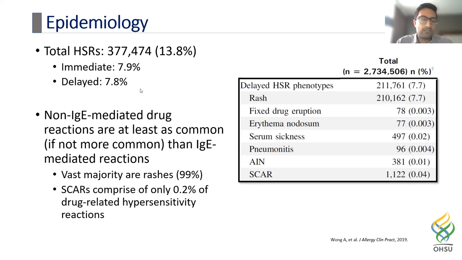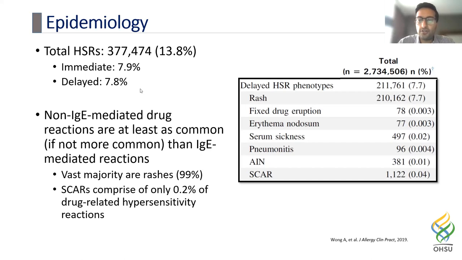When you break these down, this is what we're considering non-IgE mediated. The vast majority are cutaneous reactions, so 99% of them had some kind of cutaneous manifestation. But SCARs, the severe cutaneous adverse reactions, are really going to be your SJS, TEN, DRESS, and AGEP. Those are your three big ones. Of all of those delayed reactions, only 0.2% really fell into one of these categories, which shows that we're going to see these delayed hypersensitivity reactions pretty frequently, but it's very rarely something that we need to worry about. But there are those cases.